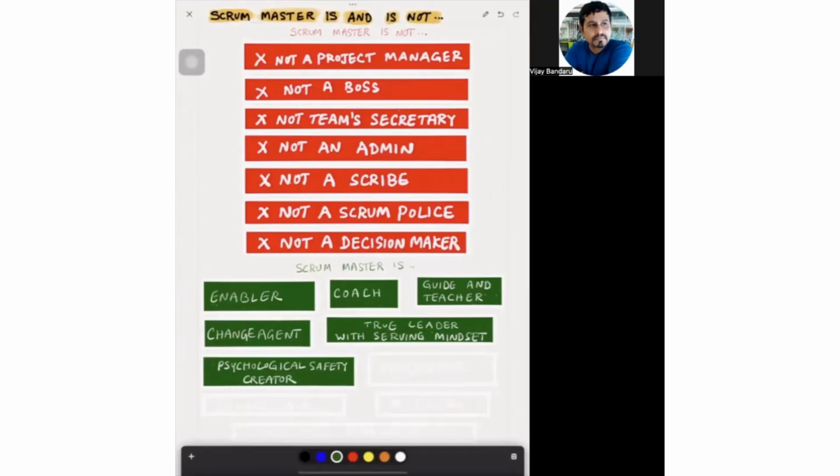Psychological safety means an environment where people can openly talk, openly express their opinions, and have constructive disagreements openly. So that is what is called psychological safety. And the Scrum Master is a protector for the developers when they cannot protect themselves on their own.